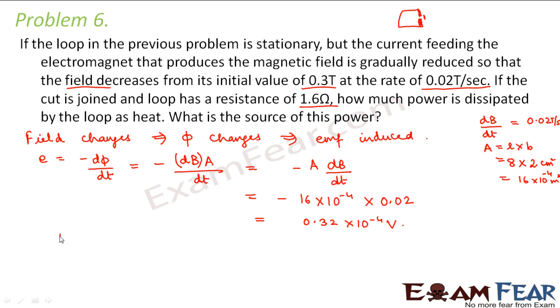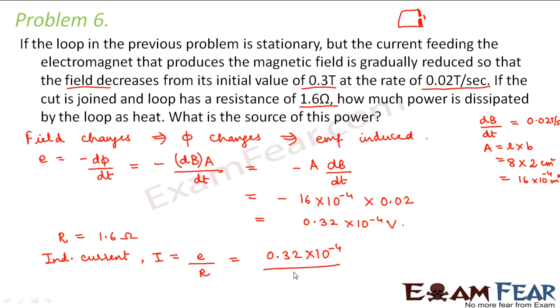Now the loop is connected together and the resistance of the loop is given as 1.6 ohm. So what would be the induced current in the loop? The induced current will be equal to induced EMF divided by resistance, that is equal to 0.32 into 10 to the power minus 4 divided by 1.6. So this is equal to 0.2 into 10 to the power minus 4 amperes. This is the current that will flow through the loop.